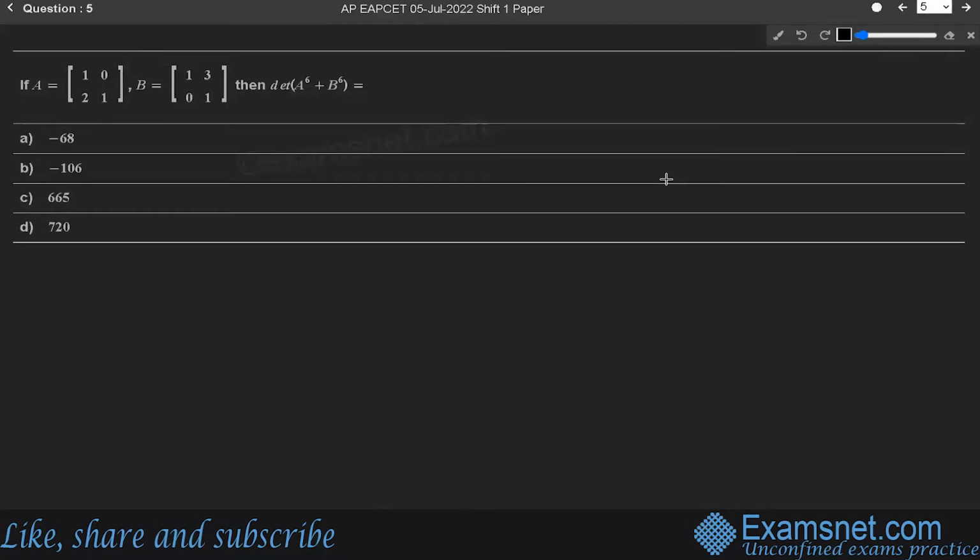Next question is a question that comes from matrix. Question is, if matrix A is equal to 1, 0, 2, 1 and matrix B is equal to 1, 3, 0, 1, then determinant of A power 6 plus B power 6 is equal to. So first let us calculate A power 6 and B power 6. We know that A square means A into A.